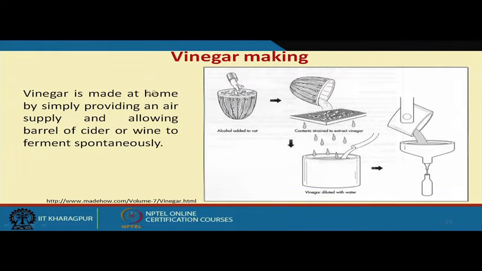Now, the vinegar, this is homemade. How is it homemade? This is just one typical photo, a schematic diagram is given here. Vinegar is made at home by simply providing air supply and allowing barrels of cider or wine to ferment spontaneously. So here we have alcohol added in the barrel where we have vinegar, then we take it out, dilute the vinegar with water, and put it in bottles like this. This is how homemade vinegar is made.